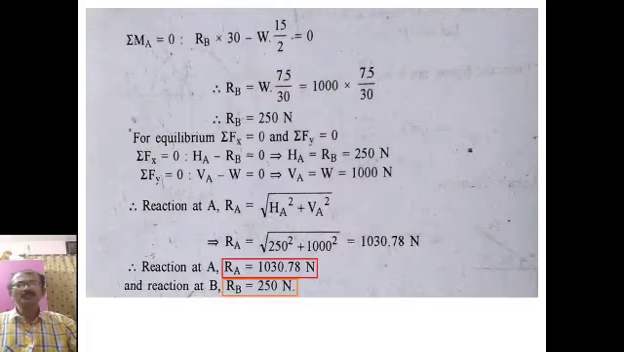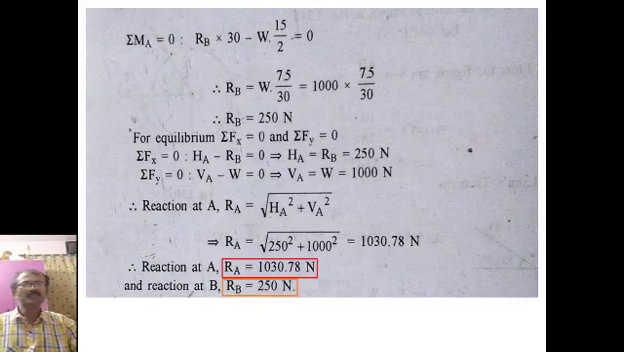Now, summation of MA equals 0, that means the total moment with respect to a particular point, here point A, is 0. So, RB into 30 is the anti-clockwise moment. Here anti-clockwise moment is considered as the positive moment, minus W into the distance 15 by 2 equals 0. So, finally, RB equals W into 7.5 by 30. So, finally, the value of RB equals 250 Newton.